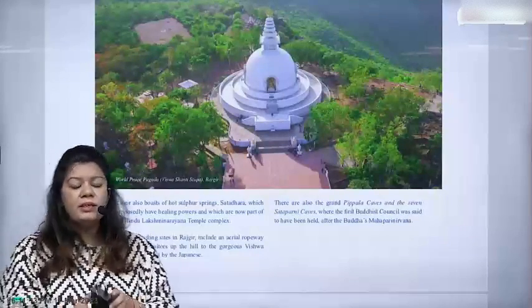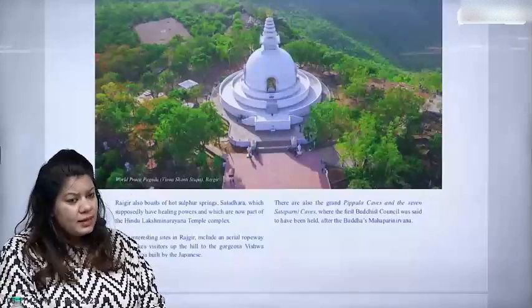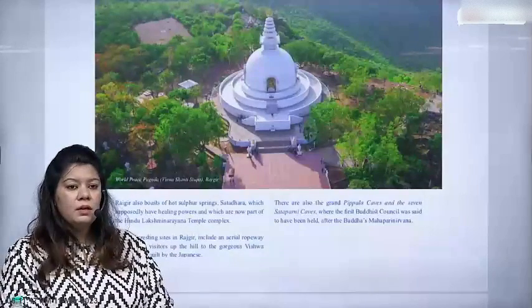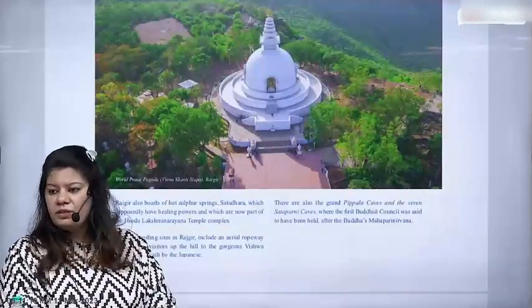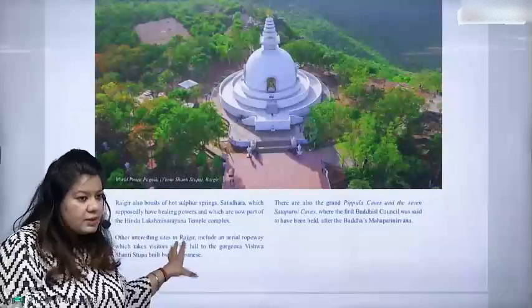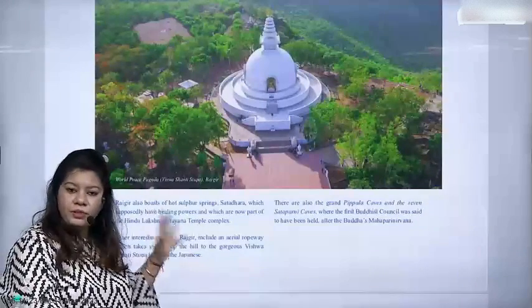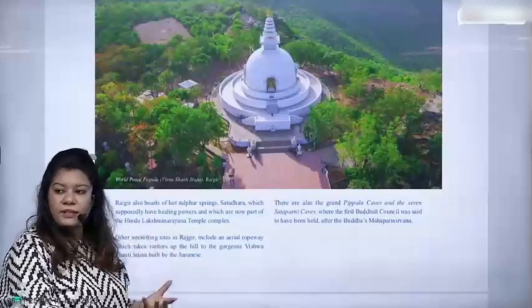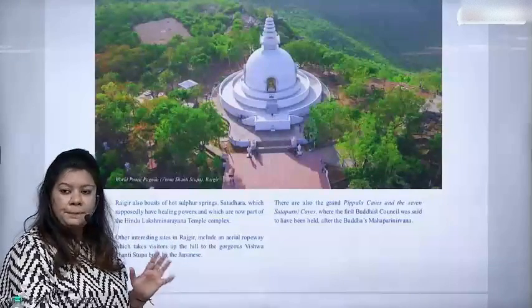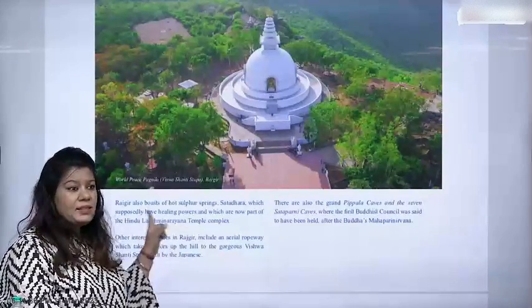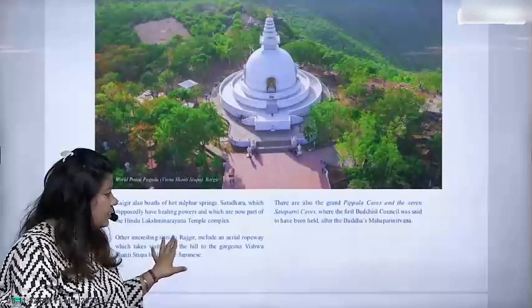When the nuclear attacks were done at Hiroshima and Nagasaki, a Japanese effort was made to construct at Rajgir a Vishwa Shanti Stupa to signify or glorify world peace. And this is there in Rajgir.